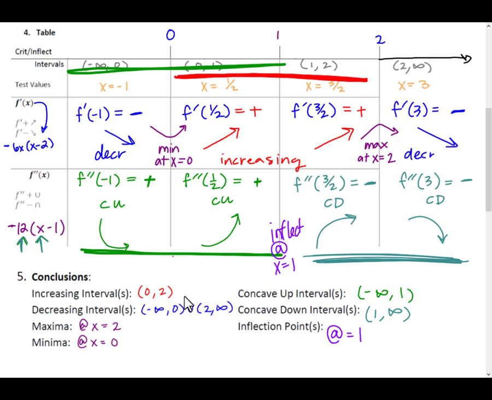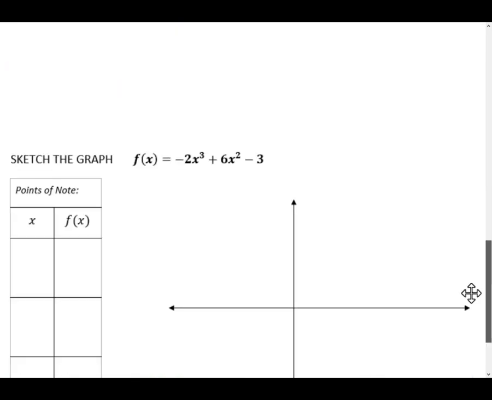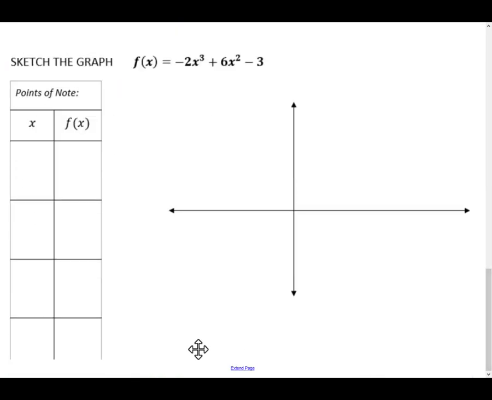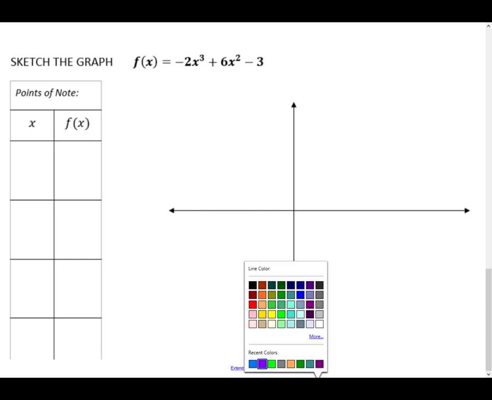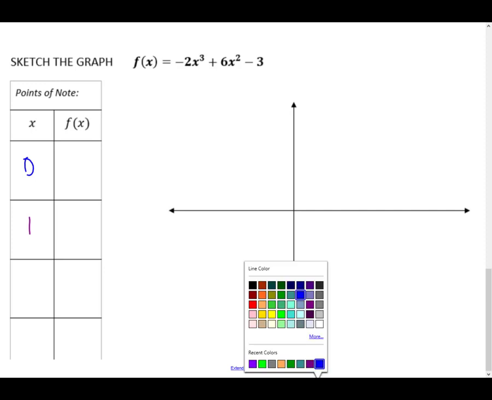So now that we've determined all this information, let's take this to the next screen and we can graph this. So I'll come over here, or maybe I put it down. I think it scrolled down. All right, so here's our graph. Now we had some points of note. We had x equals 0, we had x equals 1, and x equals 2.